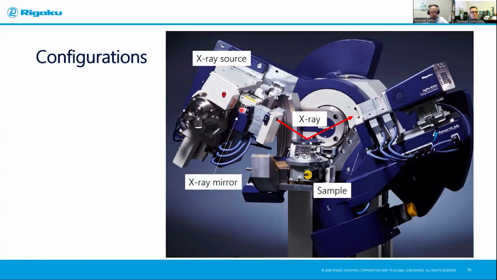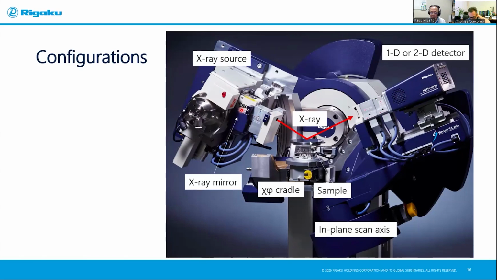Your sample is sitting on top of the so-called chi-phi cradle. This cradle provides you two degrees of freedom. One is a tilt, which is the chi axis, and phi is a rotation in plane. Then a 1D or 2D detector records a diffractogram. The in-plane axis is sitting below the sample surface. This is the second goniometer, which rotates the detector parallel to the sample surface.